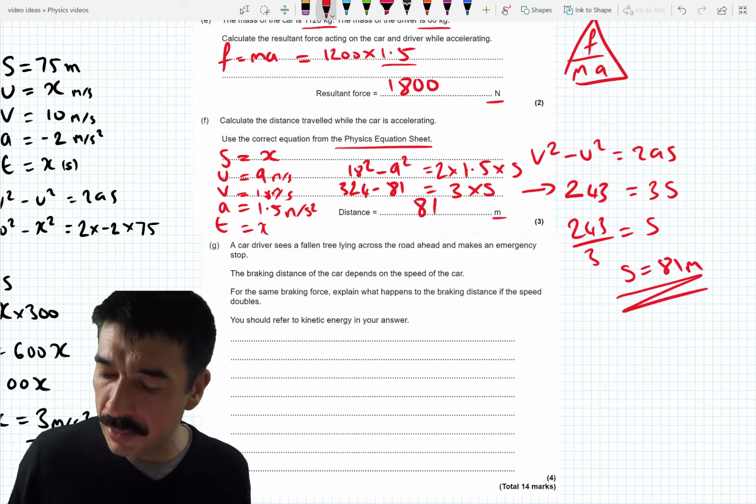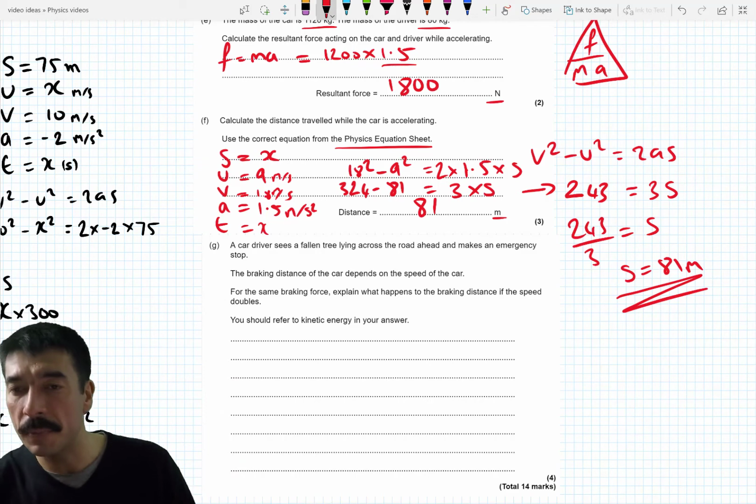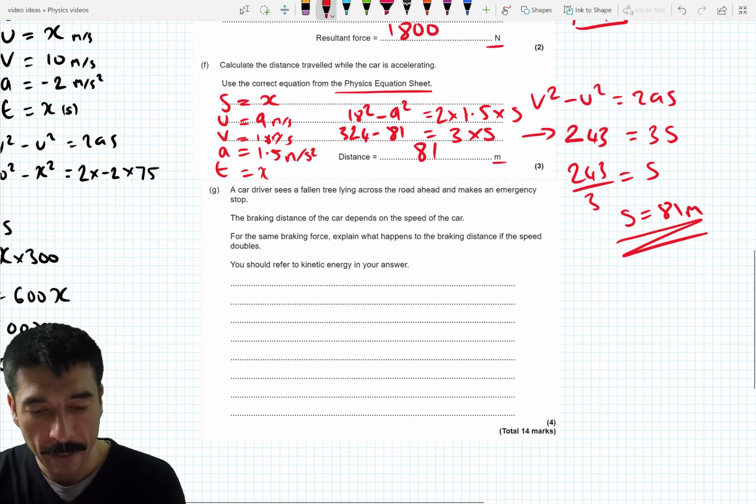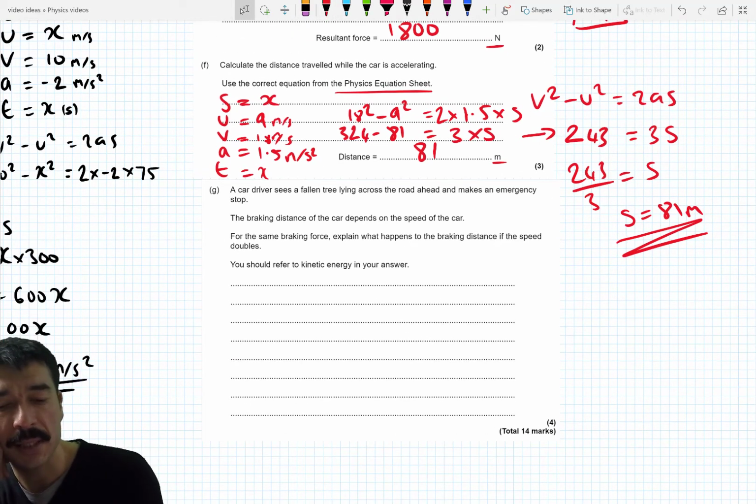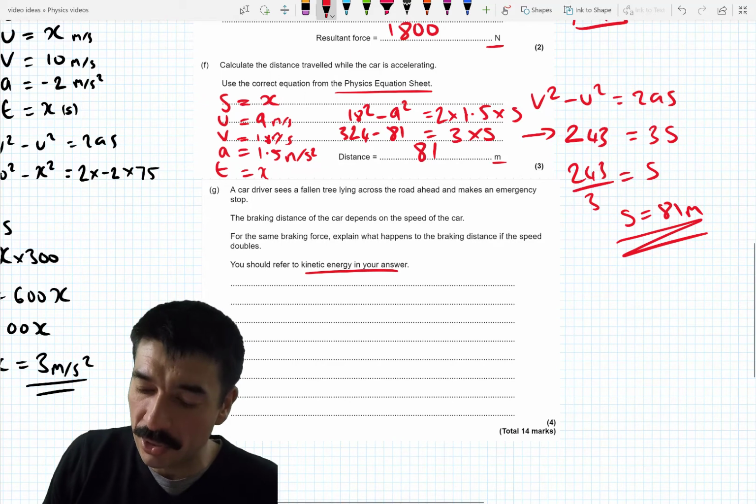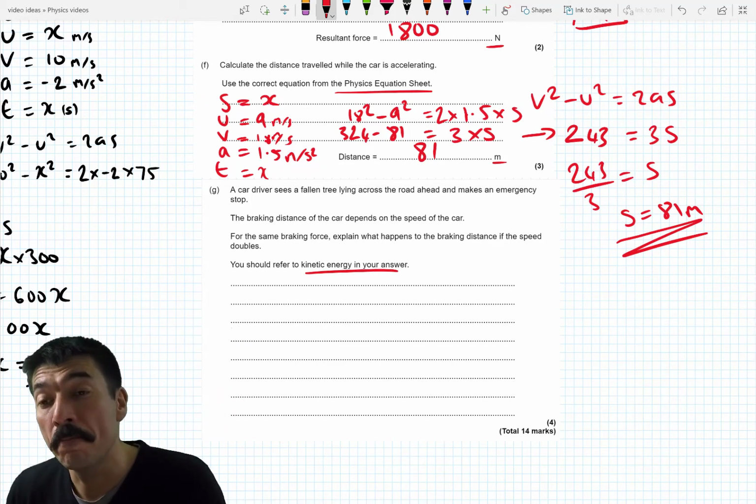Again, they give you the units, so you didn't need to worry about units, but you should always be checking your units because you get marks for it. Final bit. A car driver sees a fallen tree lying across the road ahead and makes an emergency stop. The braking distance of the car depends on the speed of the car. That's true. For the same braking force, explain what happens to the braking distance if the speed doubles, and you should refer to kinetic energy in your answer.